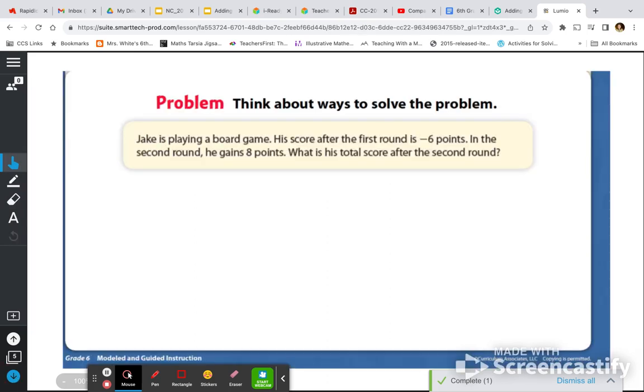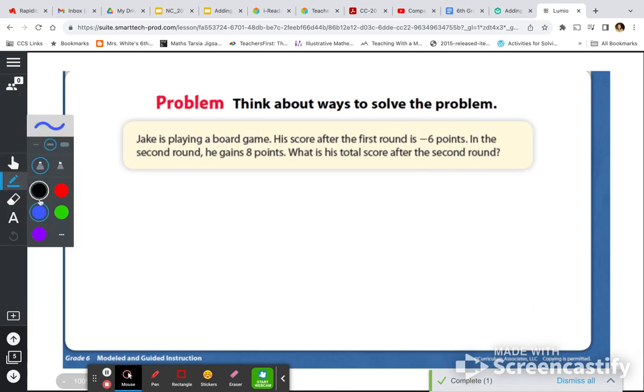Okay, so now let's look at this problem. Jake is playing a board game. His score after the first round is -6 points. In the second round, he gains 8 points. What is his total score after the second round? Okay, so we've read it one time. We're going to go back and reread the problem and underline some key words that are going to help us solve it.